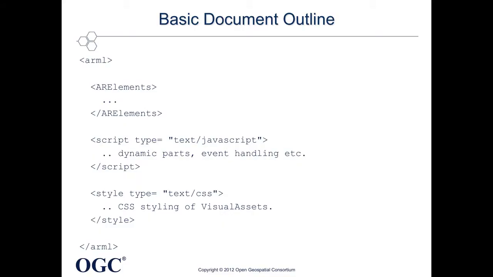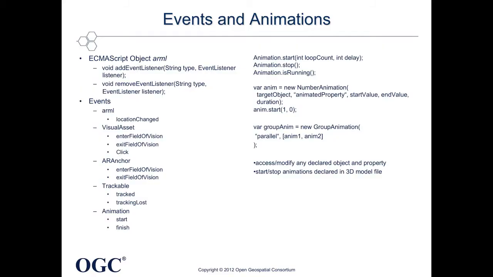A basic document outline, how ARML files will look like. This is what you do. You describe the AR elements in XML. As I said, we have the XML encoding here. And then we have the script type and the style type. So again, similar to HTML elements. The scripting type allows you to describe the behavior, and the style type obviously allows you to style the visual assets.